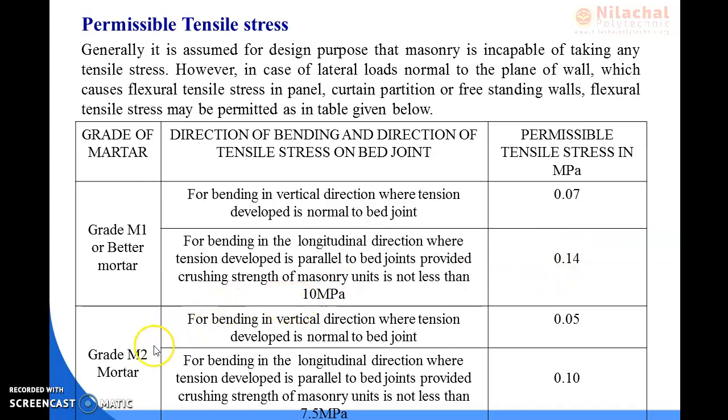Then coming to grade M2, for bending in vertical direction where tension is developed normal to the bed joint, the permissible tensile stress is 0.05 megapascal. Then for the second condition, for bending in the longitudinal direction where tension is developed parallel to bed joint, provided crushing strength of masonry units is not less than 7.5 megapascal, here the permissible tensile stress is taken as 0.10 megapascal.